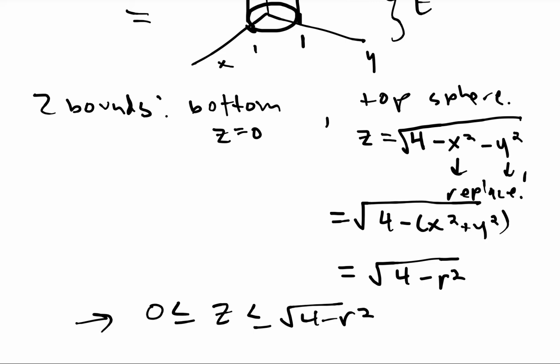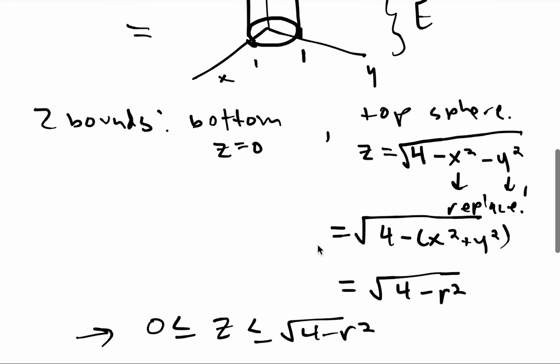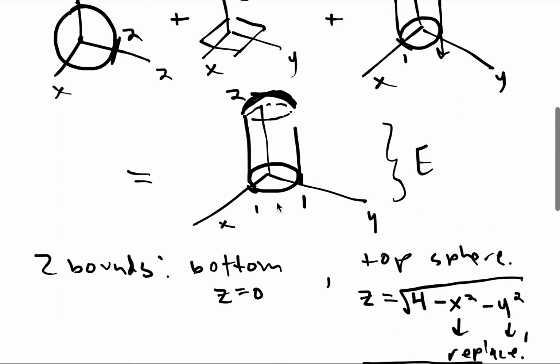Now, if you replaced x with our cosine theta and y with our sine theta, that's fine. That's totally fine. You'll just grind through the simplifications and get this in the end anyway. Okay? So we're just trying to save a little work. Now, that's just the z bounds. What about the x and y bounds?